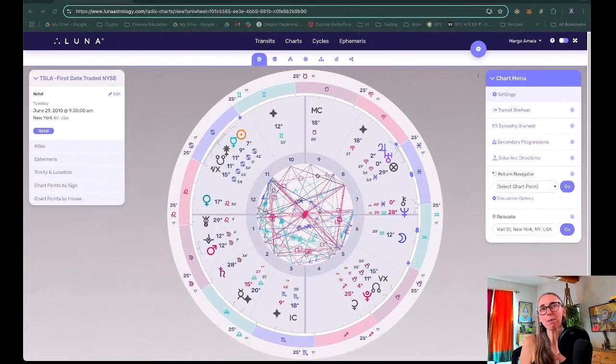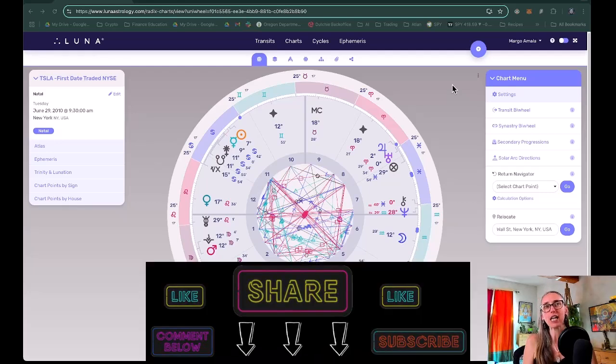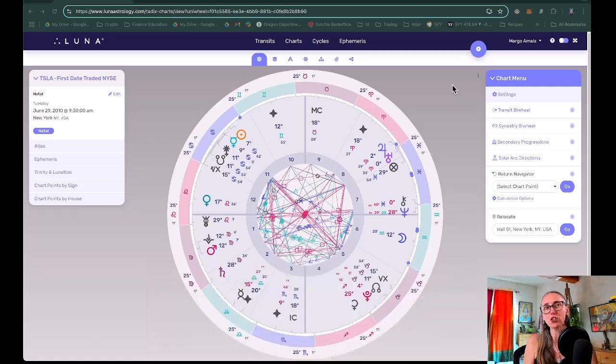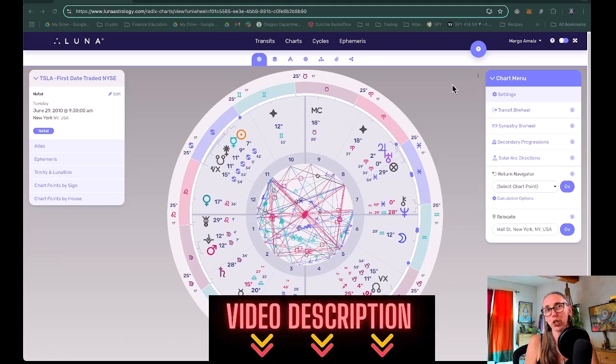Just like a person has a natal chart from the moment they're born, a company, index, or asset will also have a birth chart. There are different moments in time that can be used to capture a natal chart for a company or an asset, but when I'm using the natal chart for trading, I usually use the first date of trade chart. I also made a video about how to find the first date of trade chart, so if you've never done this before, make sure to check out the link in the video description below.